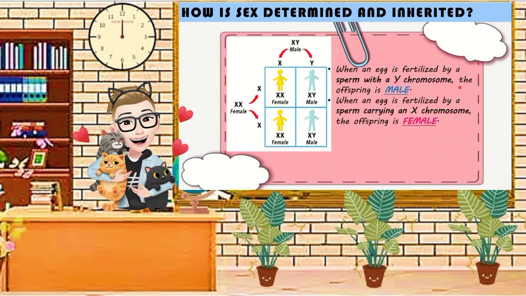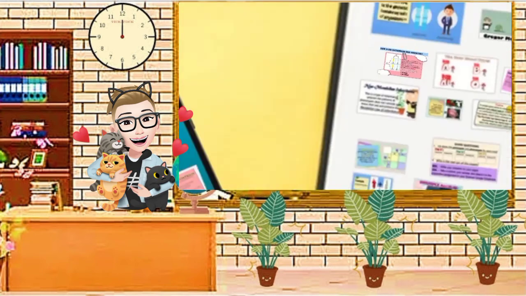How is sex determined and inherited? When an egg is fertilized by a sperm with a Y chromosome, the baby is male. When an egg is fertilized by a sperm carrying an X chromosome, the baby will become female. Therefore, what determines the sex of the baby depends on the presence or absence of the father's Y chromosome. Alright, and next, what percent of children would you expect to be male or female? When you cross male and female, expectedly there is 50% male and 50% female.